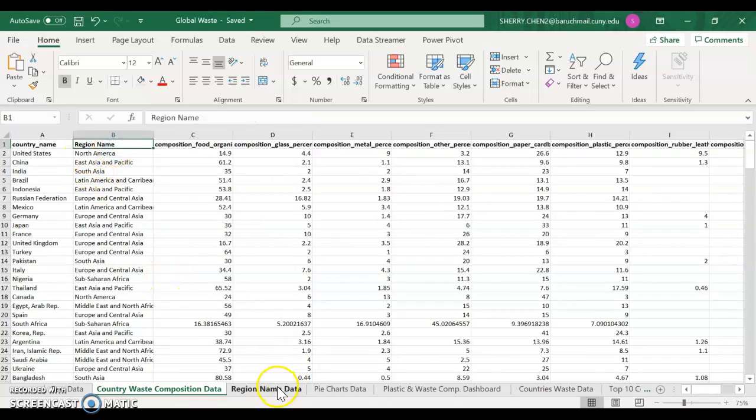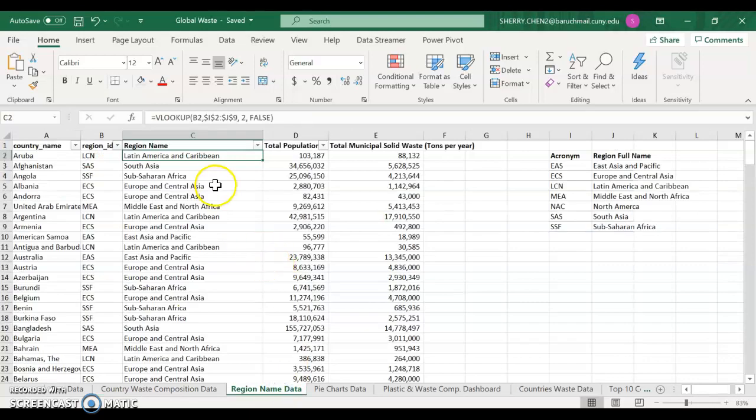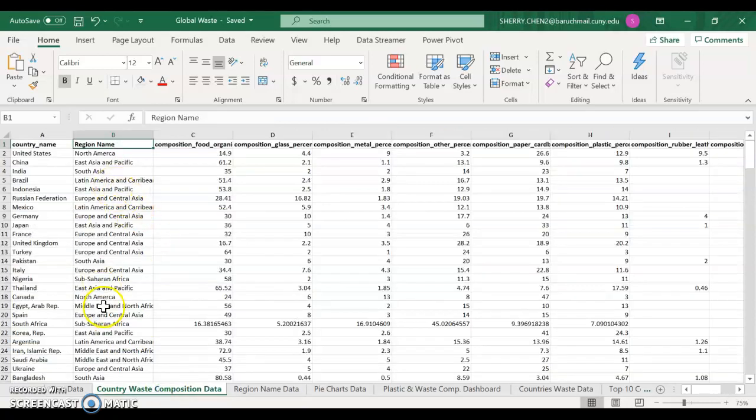To further clean out this data, I also created a VLOOKUP formula where I turned the regional ID acronyms from the raw data into the region's full name. This makes it so much easier to comprehend and it's much cleaner. So now the data is looking like this.